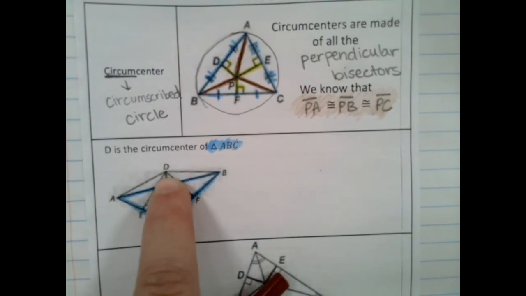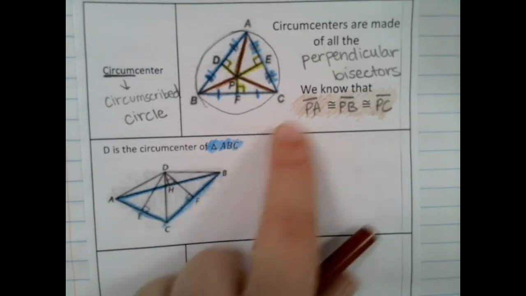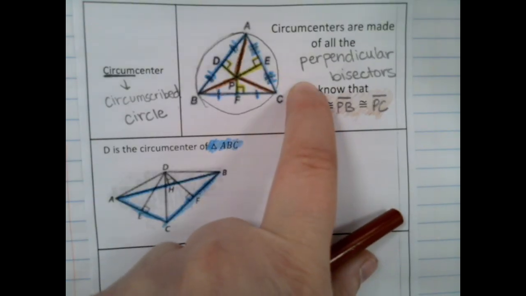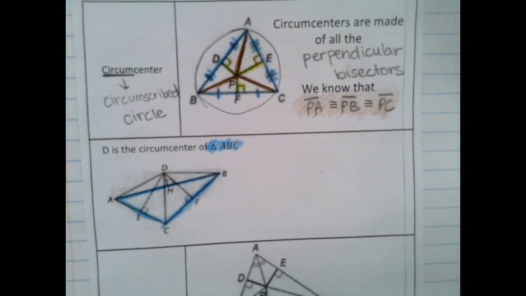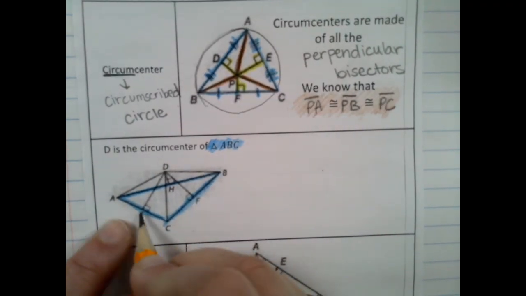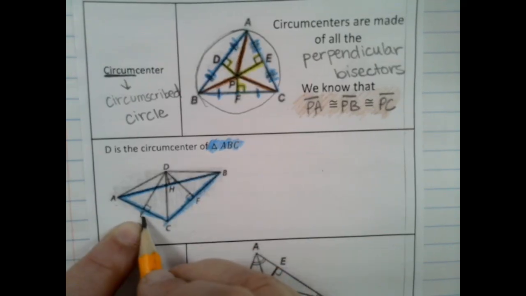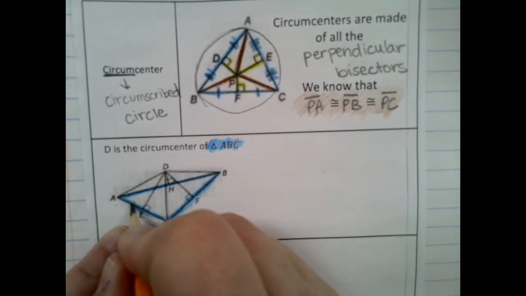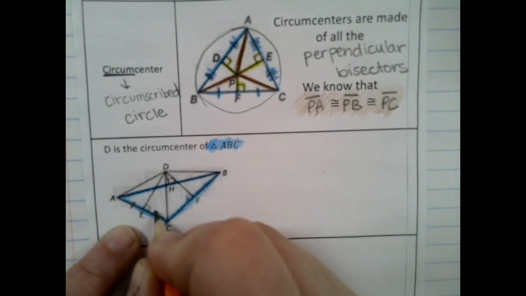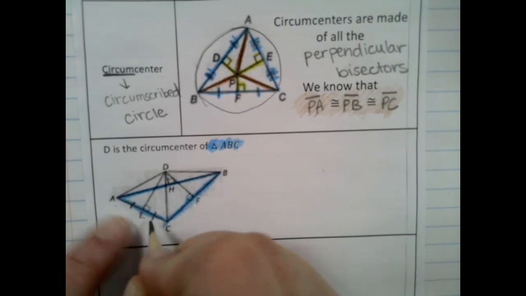Because point D is my circumcenter, I know point D is made out of the perpendicular bisectors. So that's going to be my first thing here, to identify my perpendicular bisectors. So what parts are going to be the same here? If E is a midpoint, I would know that A to E is the same as E to C. So I'm going to do 1 tick mark and 1 tick mark. Those are the same.